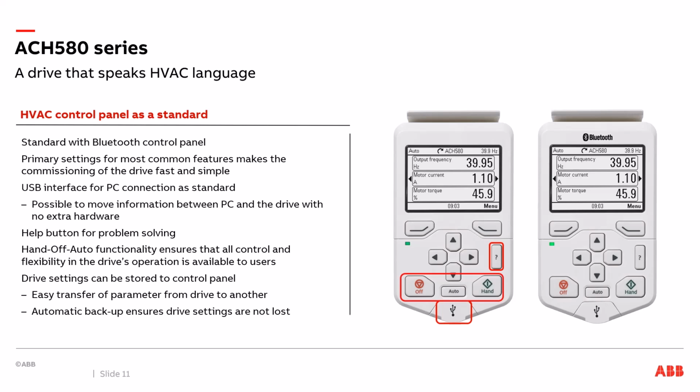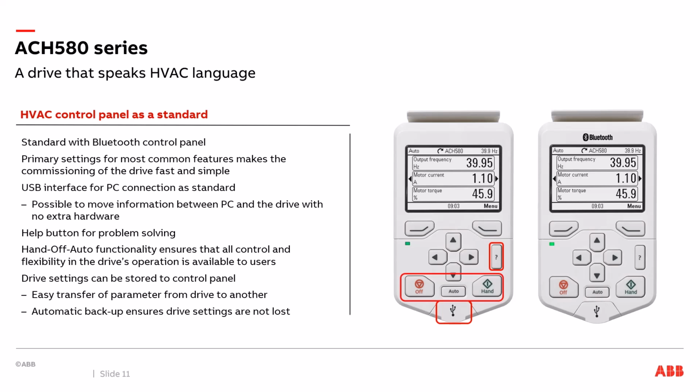My favorite part about this is the primary settings and how you navigate around to set things up. You don't have to memorize a bunch of parameters. You just naturally gravitate. I always refer to it as my iPhone: my iPhone doesn't have a bunch of settings on it. I just work my way through to General and find what I'm trying to look for. Same thing with the ACH580 and that control panel and primary settings. Very, very easy drive to use, set up, and commission.